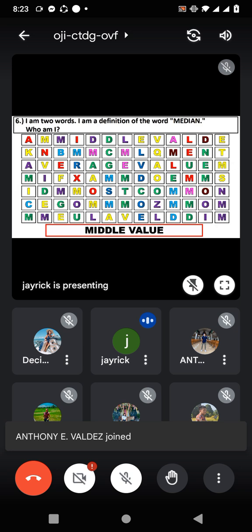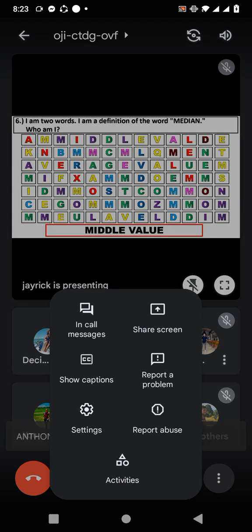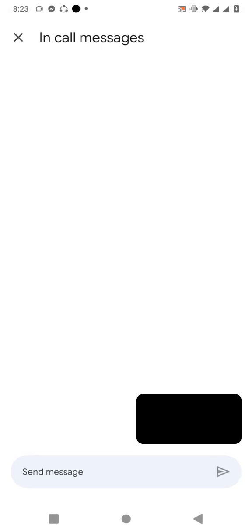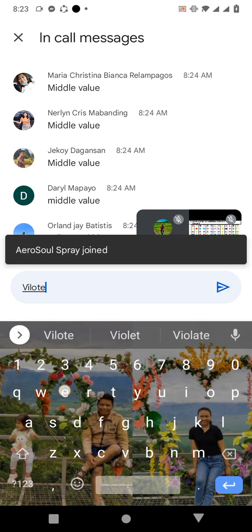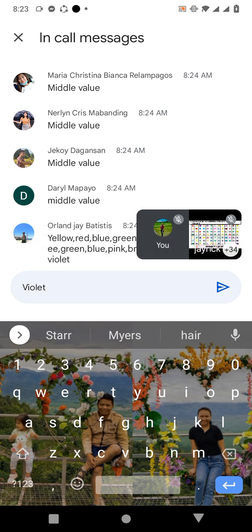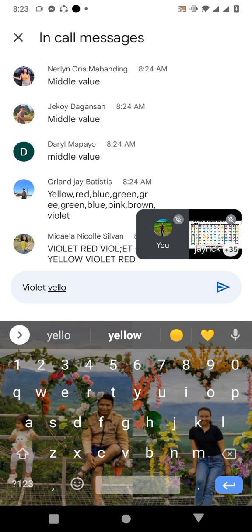Now, to prove that you have seen these words, what color does each of the letters of the words middle value have? Okay, according to Sir Orland J. Batistis, yellow. No, there's no yellow color in the first letter.